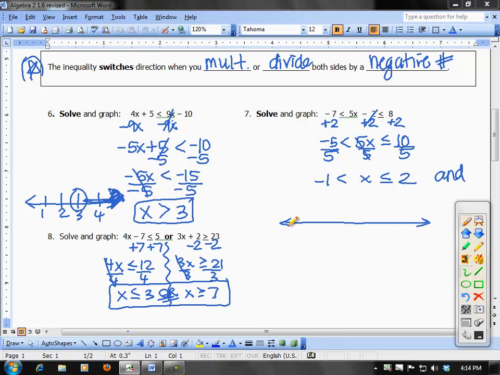If I draw myself a picture, -1, 0, 1, 2, 3, I know at -1 I have an open circle. At +2 I have a closed circle. And the x is in the middle, so I shade in the middle. This is an and because I'm in between the 2.